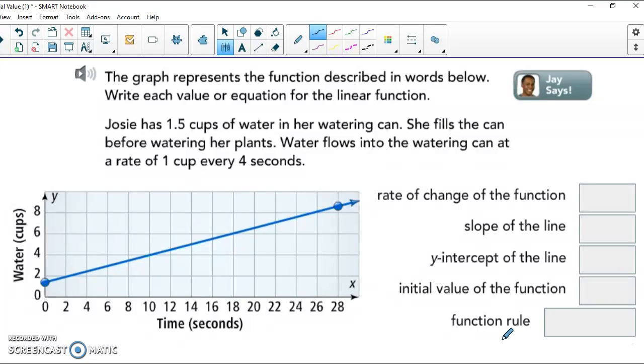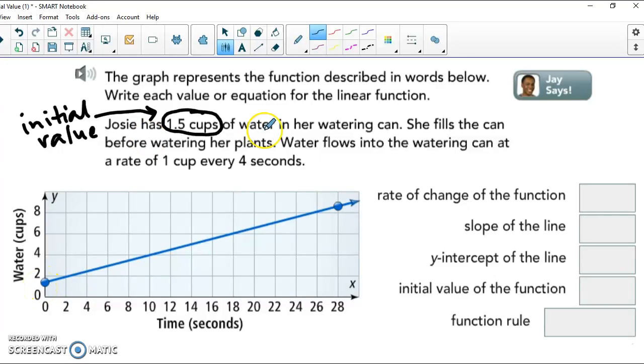So Josie has 1.5 cups of water in her watering can. Right off the bat, we notice an amount, and it's constant. This isn't 1.5 cups of water per day or anything else. This is a constant amount, and this is what we're starting with. So this is going to be our initial value, which, remember, on our graph is going to look like our y-intercept. As we look down on our graph, we can see this point on the y-intercept that's at about 1.5.